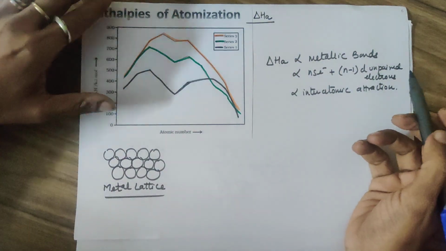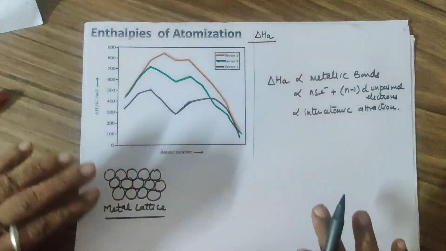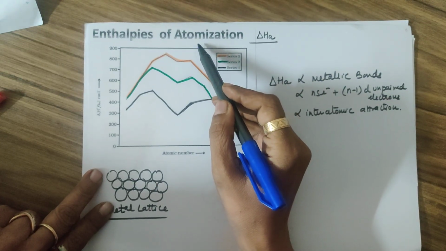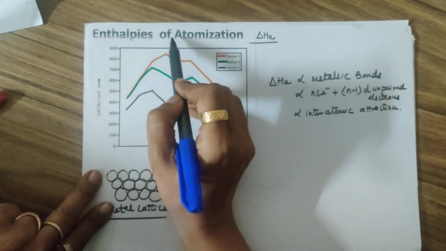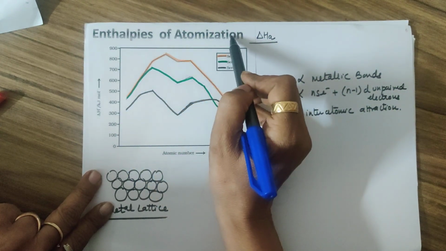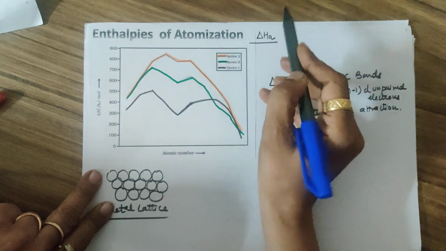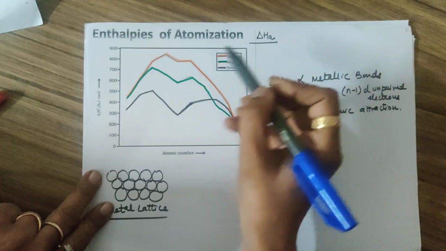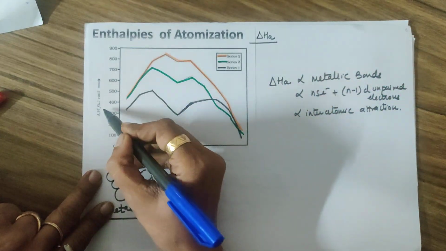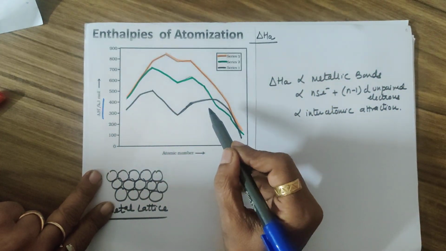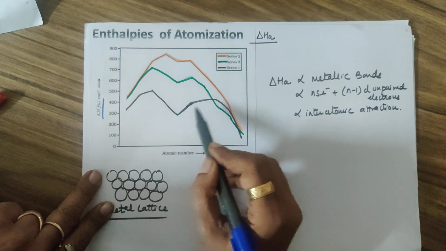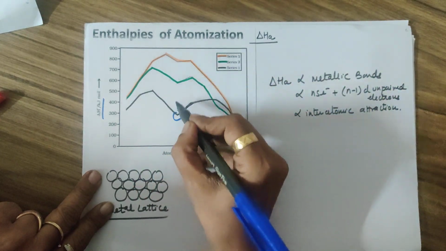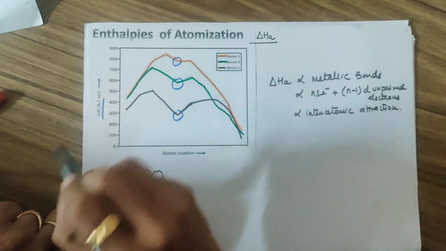Moving on to the next property, which is enthalpy of atomization. What do we mean by enthalpy of atomization? It is the energy required to isolate an atom from the solid state. It is represented as delta H A, enthalpy of atomization. The curves for enthalpy of atomization resemble that of melting point. Again, they are mountain type curves with a dip here and a dip here and a slight dip here also.